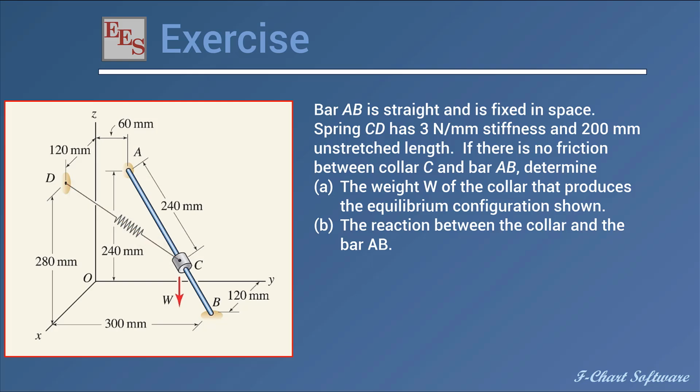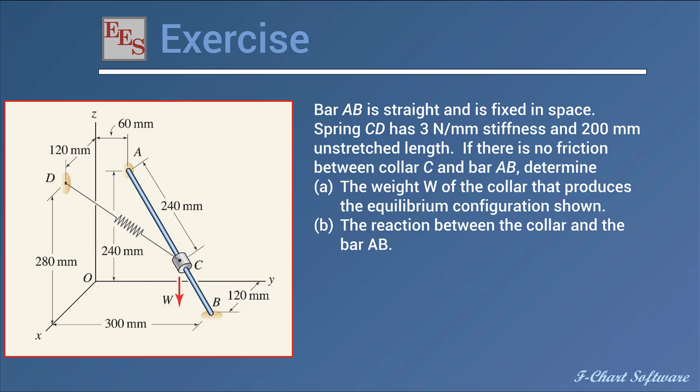And the question then is, if the collar is 240 millimeters from point A and the unstretched spring length is 200 millimeters, and you can see they gave us the spring constant here as well, what is the value of W that must be present, right? And then the second part is, what is the reaction force between the collar and the bar? All right, so we'll go ahead and maybe try to solve that, and then come back and we will work through the problem together.